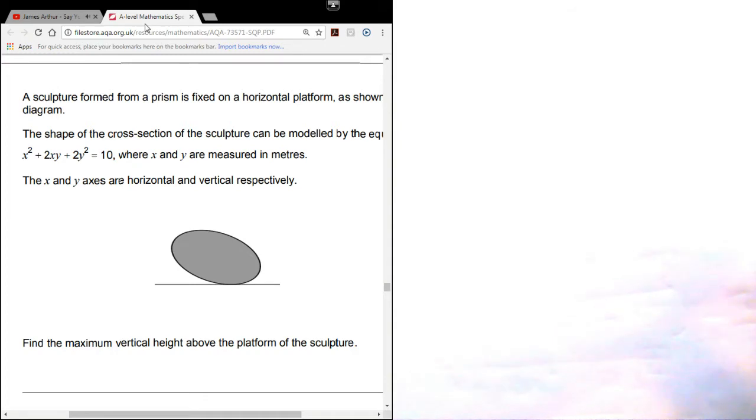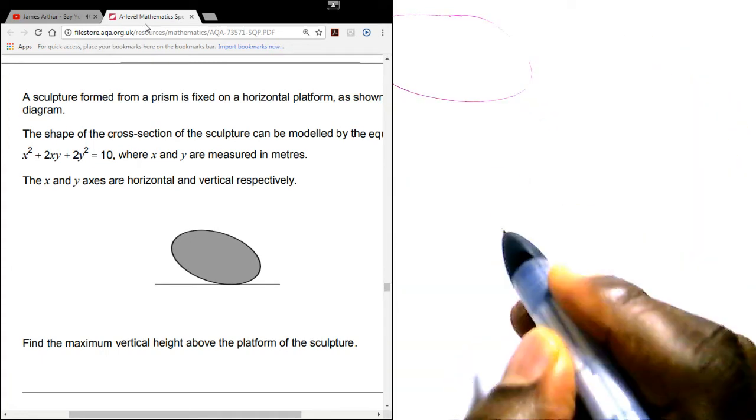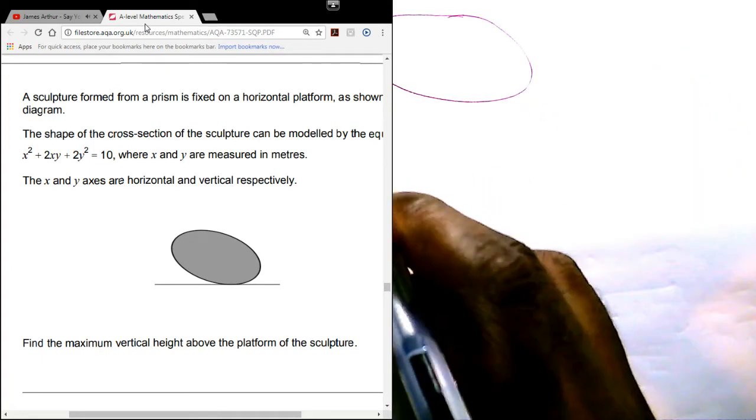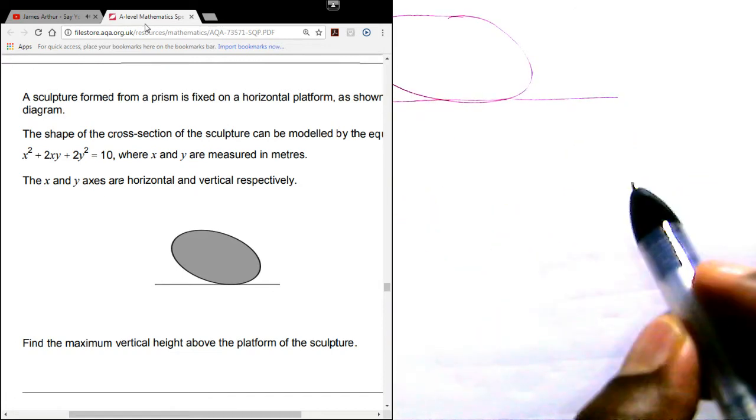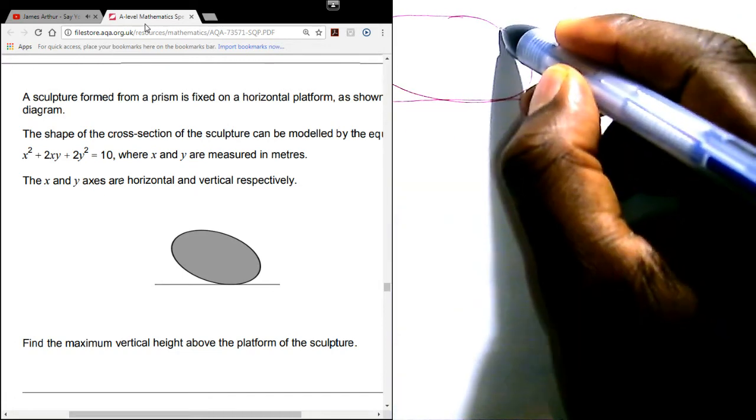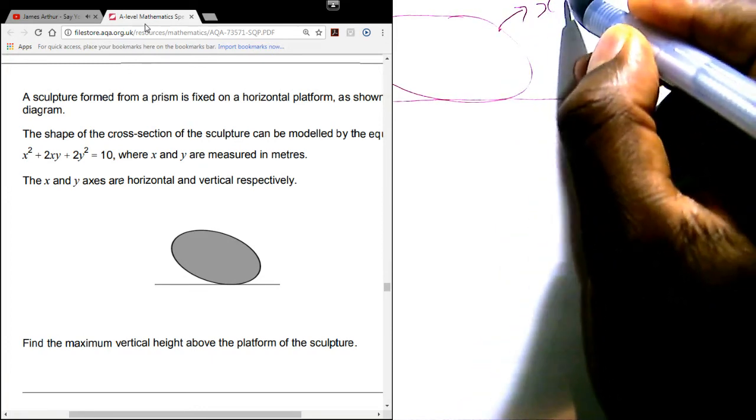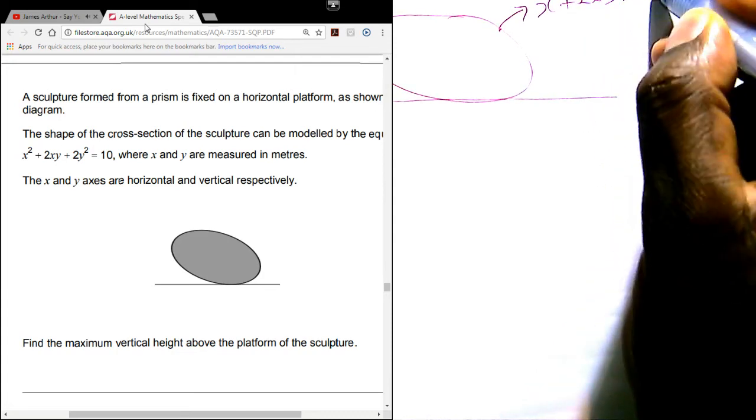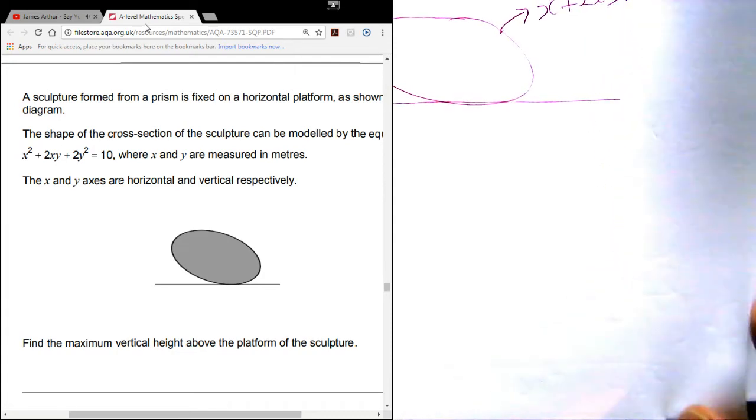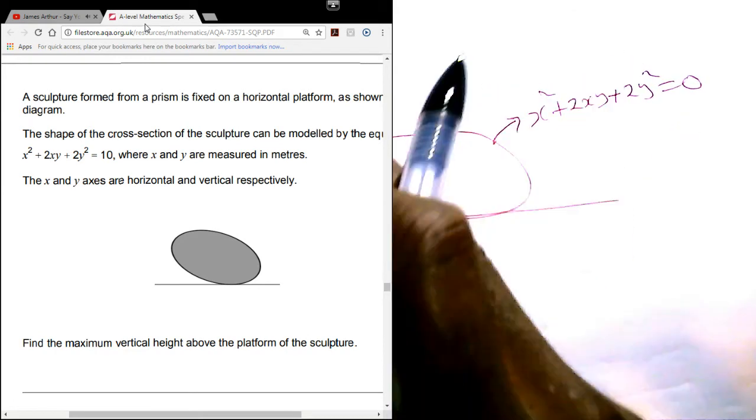So we have been told that there is this oblong or ellipse prism sitting on a table, and that the model was drawn out of a function x squared plus 2xy. Okay, it's not a function, but it's just a relationship. So that's the equation that models this.